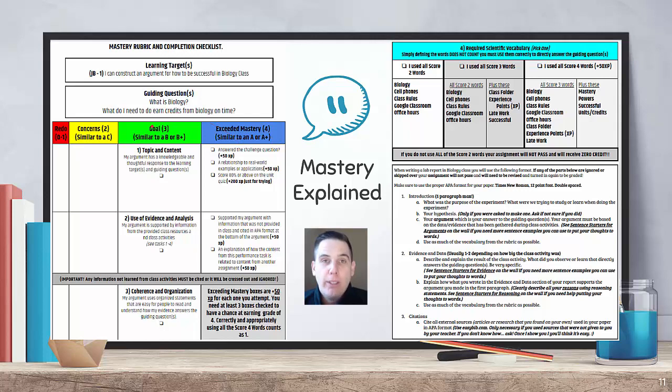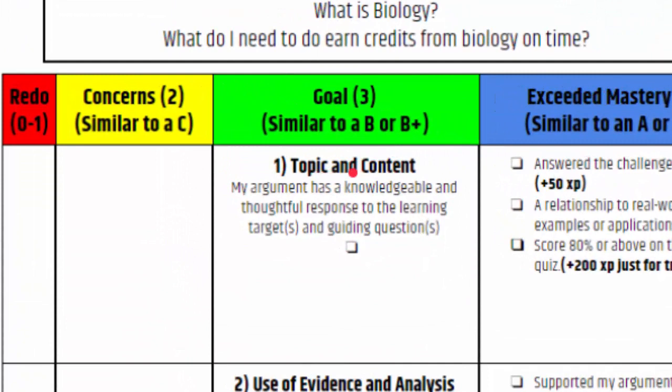There are 4 areas that I'll be grading you in. And that's not the same as your scores. You get scores of 1, 2, 3, or 4, but there's 4 content areas that I'm going to be grading you on. One is topic and content. Does your argument, does your PowerPoint, does your project, whatever you're making, does it have a knowledgeable and thoughtful response to the learning targets and guiding questions?